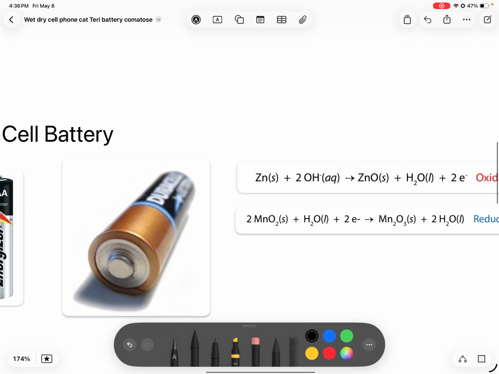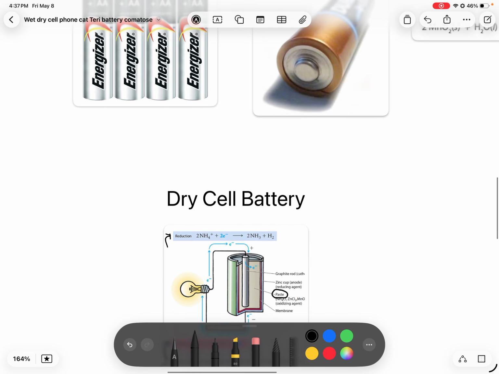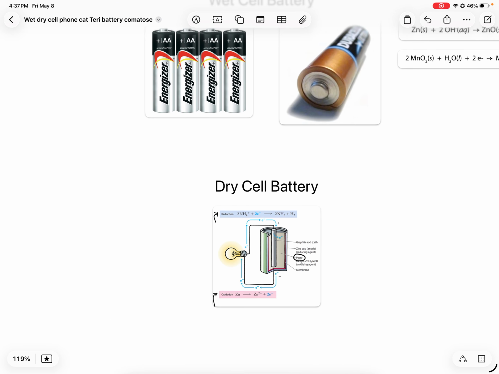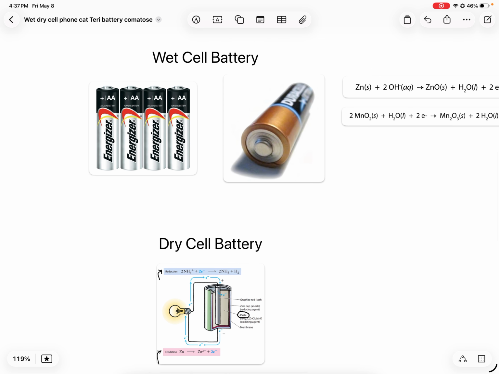However, eventually the membranes within the wet cell batteries do run out, or they get depleted. It just takes a much longer time for these kinds of batteries to go bad than dry cell batteries. So, there's a brief overview of the differences between wet cell batteries and dry cell batteries, and how they work on the inside.